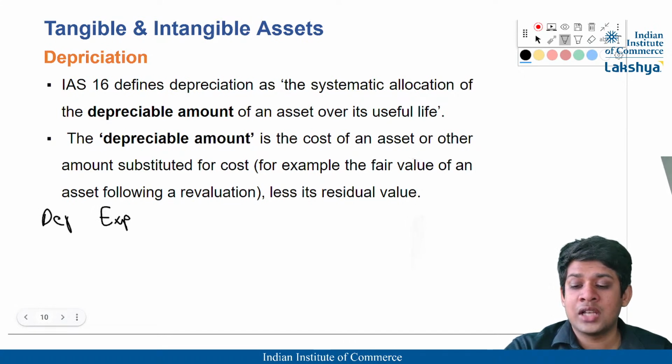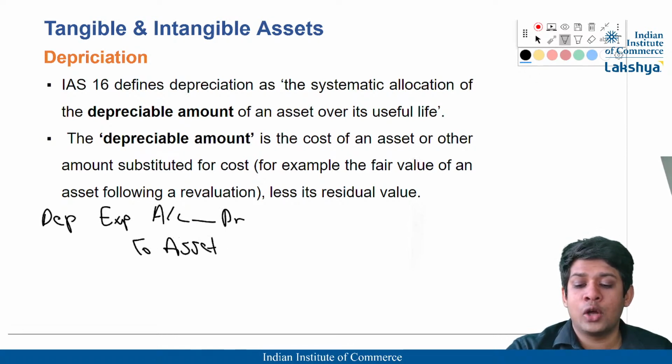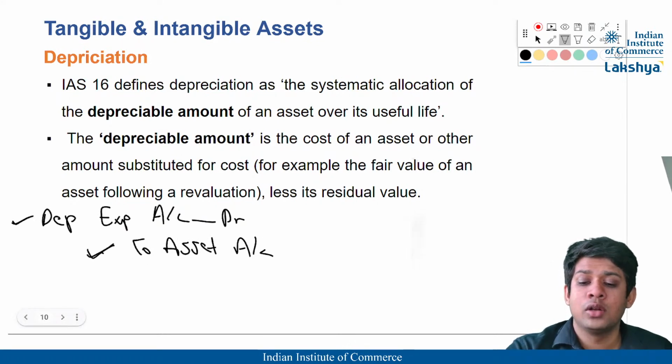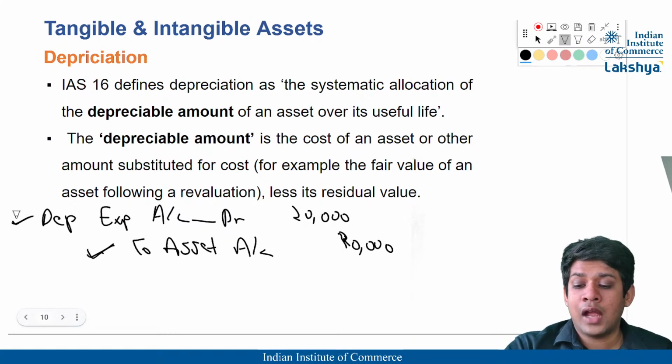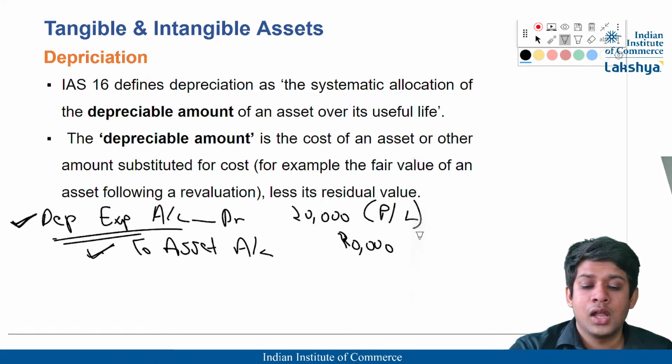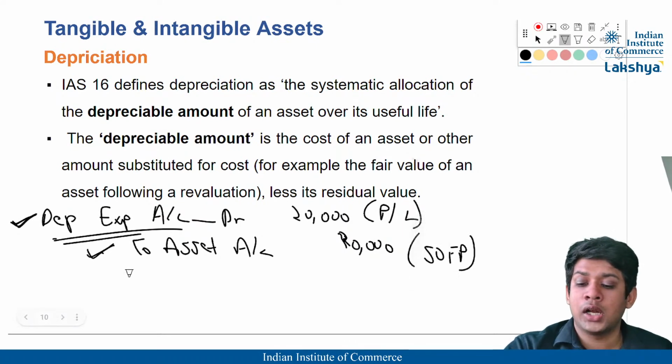So I will charge it as depreciation expense account debit, and the asset is credited, to the asset value going down by that amount. That means the asset value is going down. It will be 20,000. So technically at the first year end, I have charged depreciation of 20,000 as an expense within my P&L, and I've reduced the value of the asset in the statement of financial position, correct?